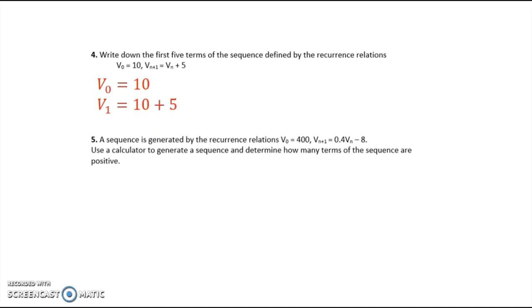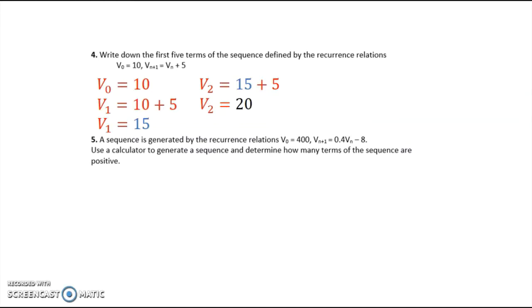V0 equals 10. Now we substitute 10 into the relation. So we've got 10 add 5. You may notice now that V0 turns into V1. That is the next term in the sequence, and as you can see, V1 equals 15. Now, we're going to use our 15 for the next term. So V2 equals 15 add 5, and we know 15 add 5 equals 20, and there we go.